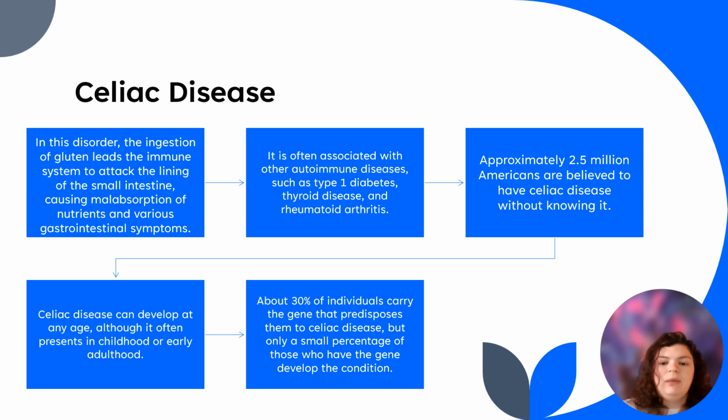Approximately 2.5 million Americans are believed to have celiac disease without knowing it. Celiac disease can develop at any age, although it often presents in childhood or early adulthood. About 30% of individuals carry the gene that predisposes them to celiac disease, but only a small percentage of those who have the gene develop the condition.